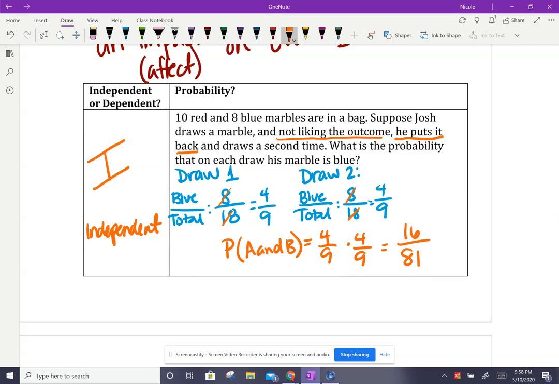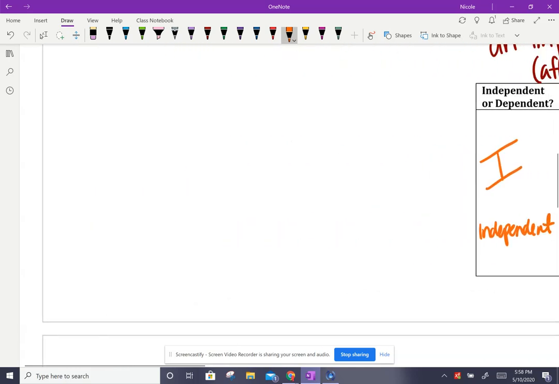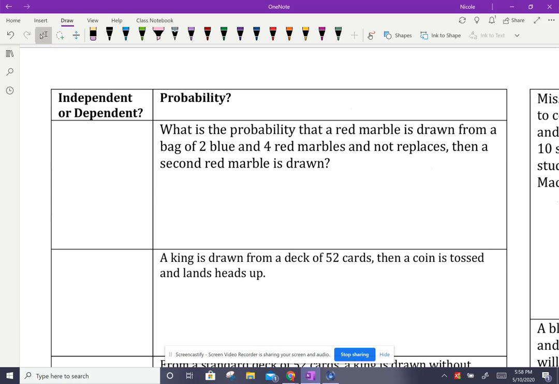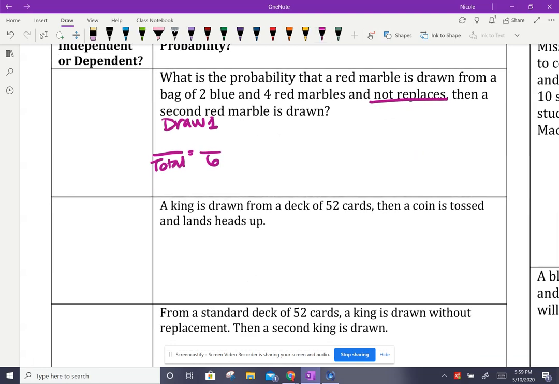Now let's look at another one so you can see what a dependent one might look like. So this question says, what is the probability that a red marble is drawn from a bag of 2 blue and 4 red marbles, not replaced, then a second red marble is drawn? So for our draw 1, our total, we have 6 marbles. I should put total on the bottom. And the first one is red. So there's 4 red.